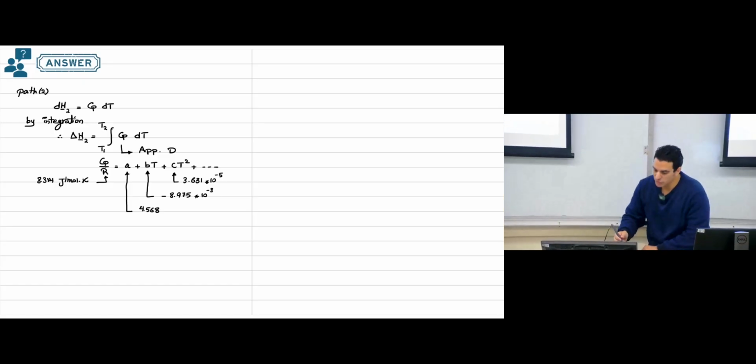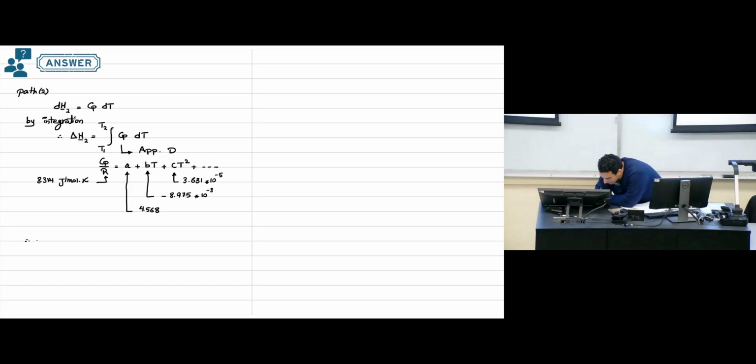So we will integrate this equation. So if you remember this one, delta H2 will be AR (T2 minus T1) plus BR over 2 (T2 square minus T1 square) plus CR over 3 (T2 cube minus T1 cube), etc. till the end of the equation.